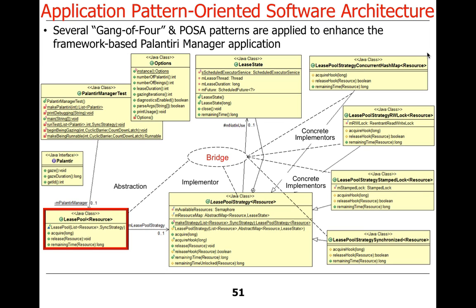So it separates the interface from the implementation, exactly. The interface is called an abstraction, and the algorithm, the implementation, is called the implementer and the concrete implementer. So in this particular case, we're going to define the LeasePool class, which will be the abstraction. And as we see when we look at the code, it doesn't do a whole lot. It just basically forwards to the implementer. And that's where all the logic goes.